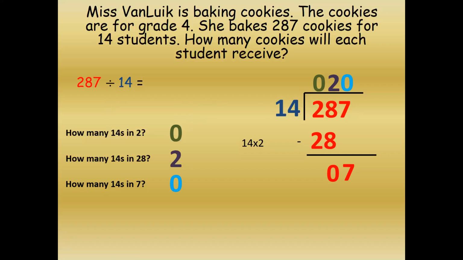So now what do we do with the 7? Do we just leave it? Is the answer just 20? What are we supposed to do with it? So just like with 1-digit divisors, it would be the remainder.